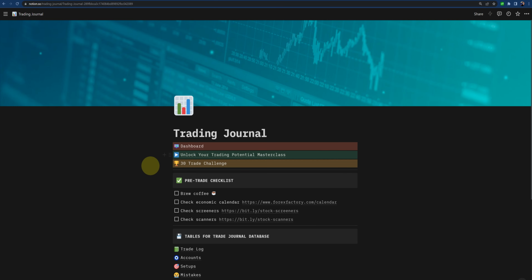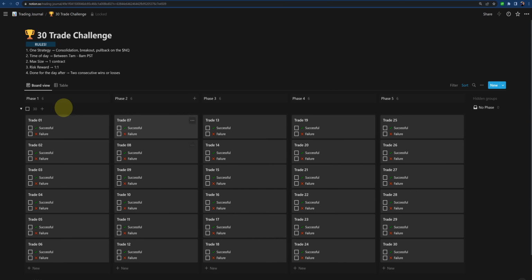But I just want to show you the 30 trade challenge, what that looks like. It's just a simple checklist, and these are my rules. When you download this, you can customize your rules, but I'm going to trade one strategy, and that is I'm going to look for consolidation. Once it breaks out of consolidation, I'm going to buy a pullback or short a pullback.